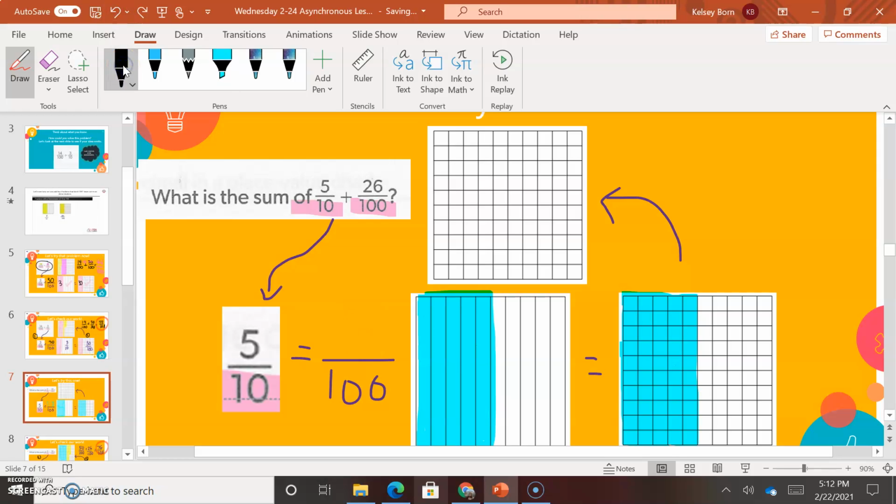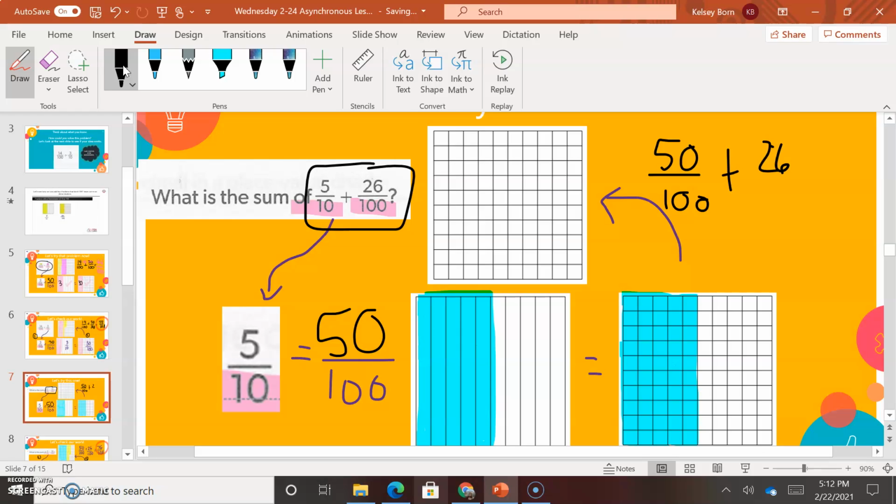Let's try it again. There we go. Knew I could do better. Okay, so 5/10 is the same as 50 hundredths. So we're going to rewrite this problem here as 50 hundredths plus 26 hundredths. You can solve that going straight across if you want. We'll practice that more tomorrow. But I would like for you to show it with a model as well.